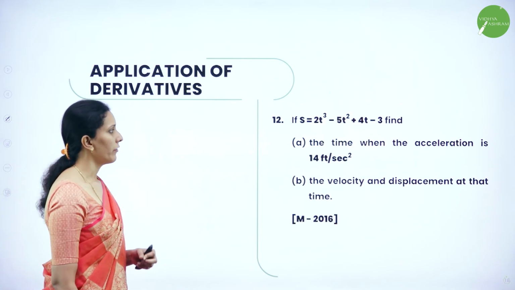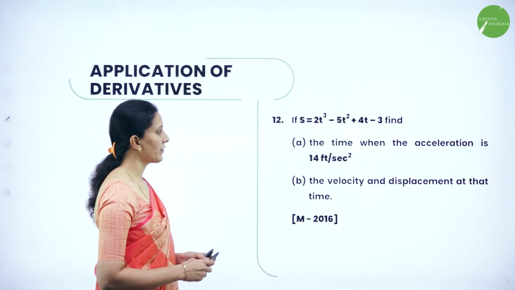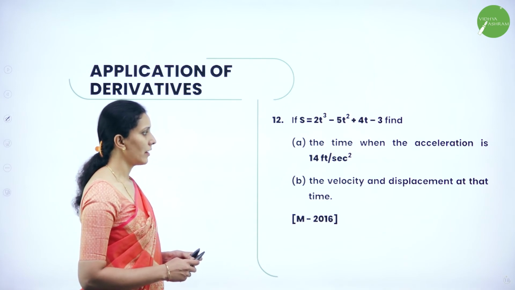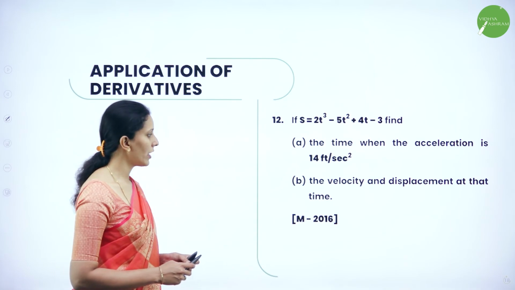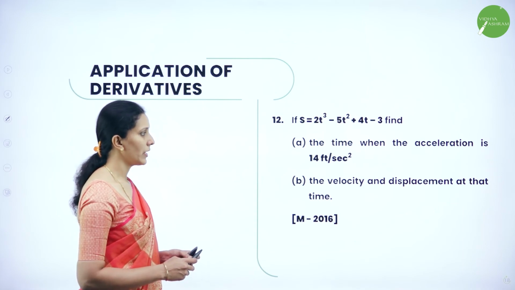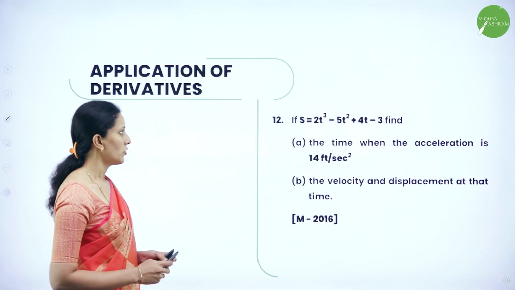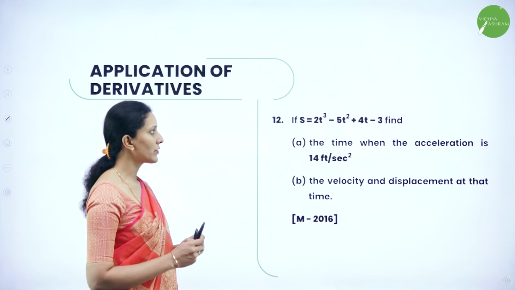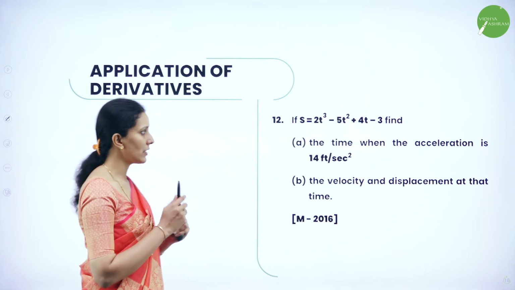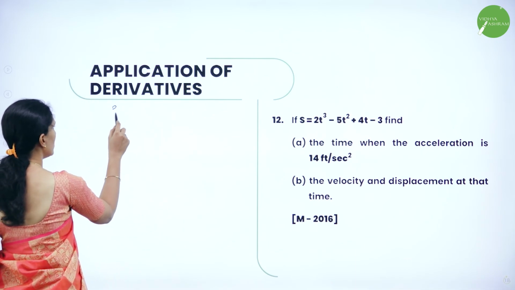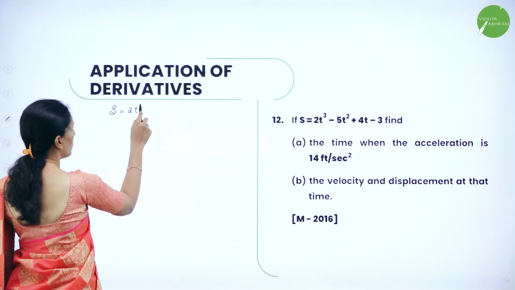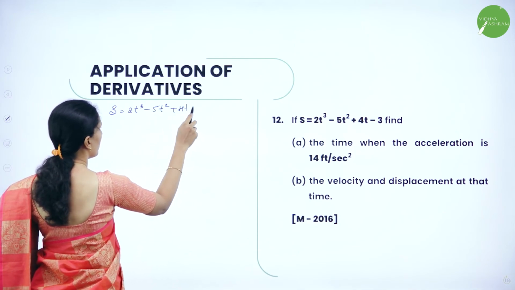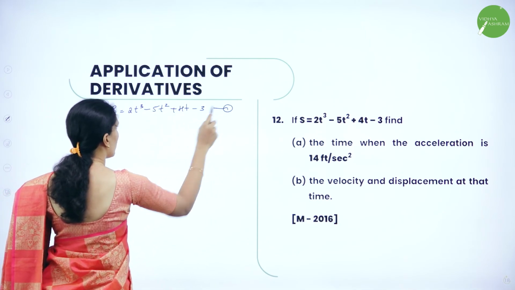Next one: if s is equal to 2t cube minus 5t square plus 4t minus 3, find the time when the acceleration is 14 feet per second square, and the velocity and displacement at that time. So first we have the equation s is equal to 2t cube minus 5t square plus 4t minus 3. Take this as equation 1.